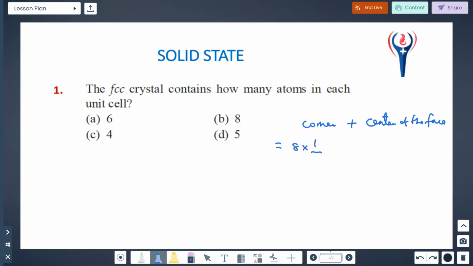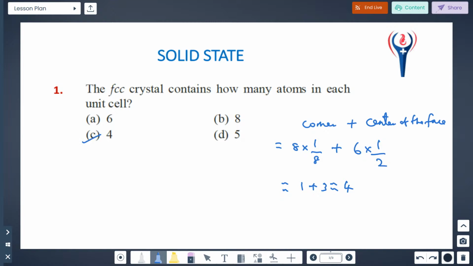8 into 1 by 8, plus center of the face: each face center atom is shared by 2 unit cells. Understood? There are 6 faces present. So each face center atom shared by 2 unit cells, 6 into 1 by 2. So if we simplify, we get the answer. 1 plus 3, we get what? 4. Simple one. So 4 is the answer. Are you following?